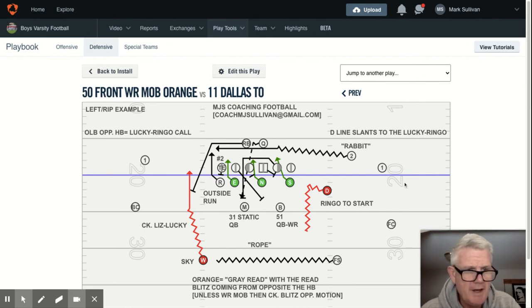So again, I'd encourage you to see the gray read presentation. I'd encourage you to see orange versus just the halfback as well. I gave you a little sneak look at it in this presentation, but that's a whole separate presentation by itself.